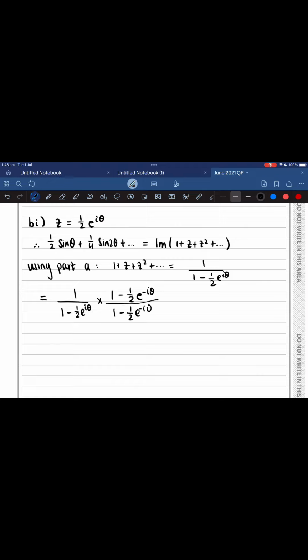We're going to end up with something like 1 minus 1/2 e to the minus i theta over 1 minus 1/2 e to the i theta times by 1 minus 1/2 e to the minus i theta. And then when we've expanded this, we're going to get a part where we can use our trigonometric identity that 2 cosine theta is e to the minus i theta plus e to the i theta. And that way it allows us to make the denominator real by using the polar form.